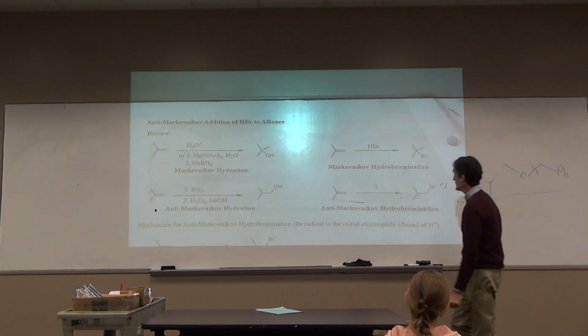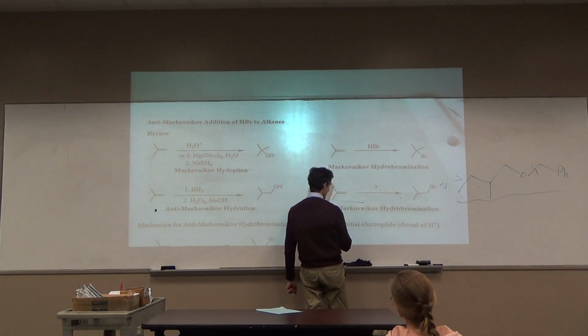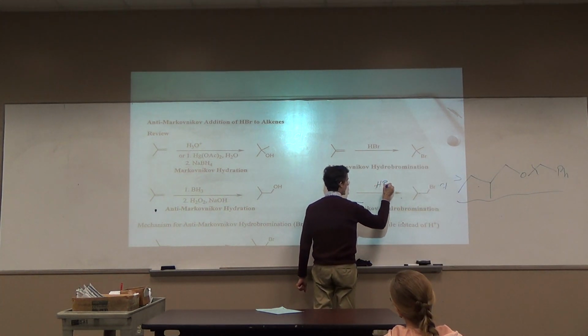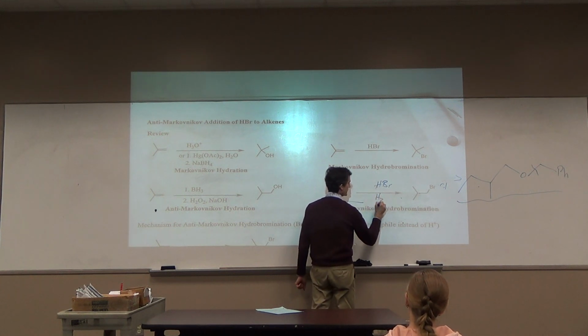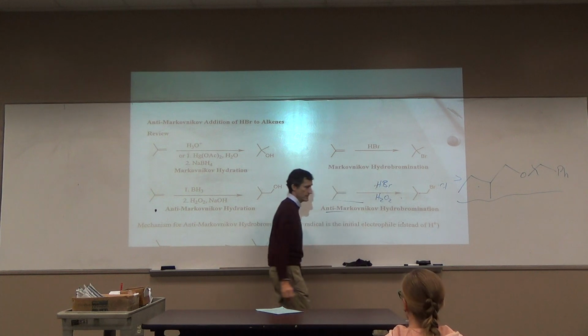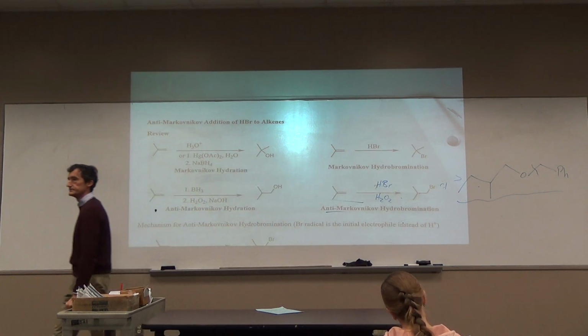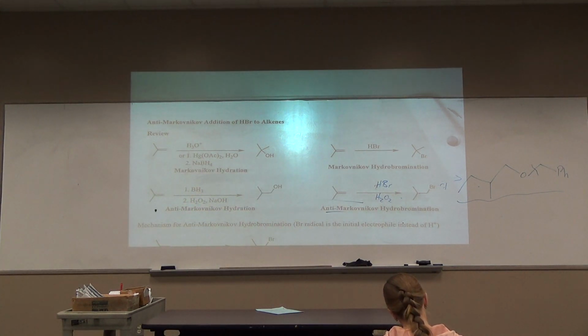Okay? Well, it turns out you can do this anti-Markovnikov if you take HBr, but put in a peroxide. And you can use hydrogen peroxide here. If you put in peroxide, it will reverse the regiochemistry and give you the anti-Markovnikov product.